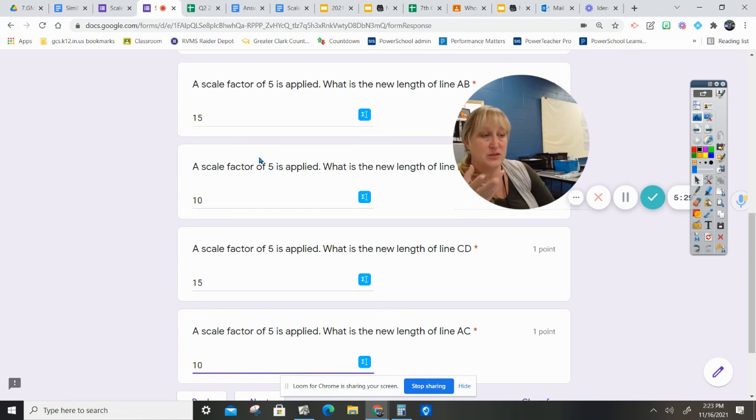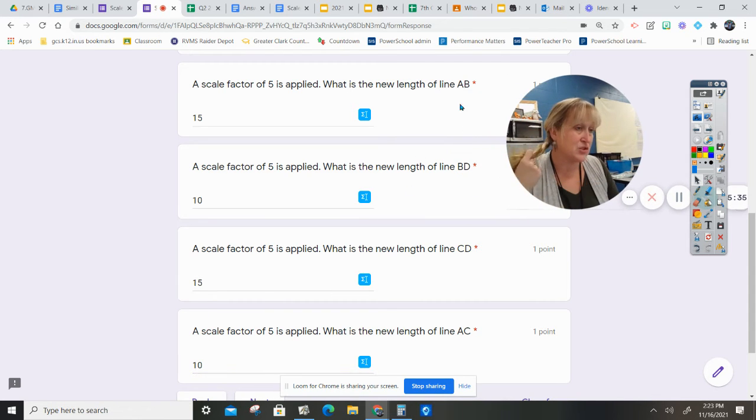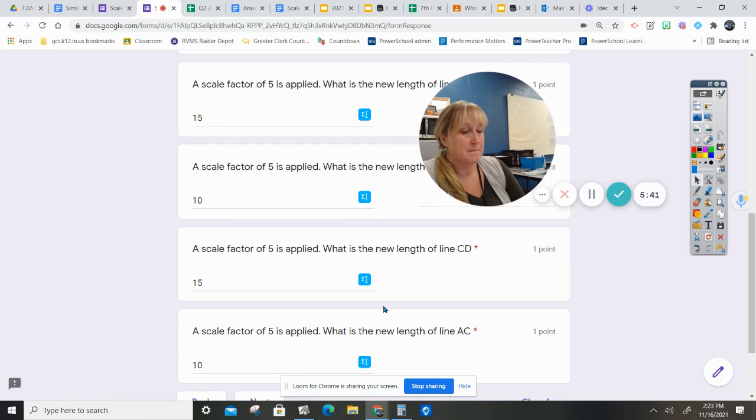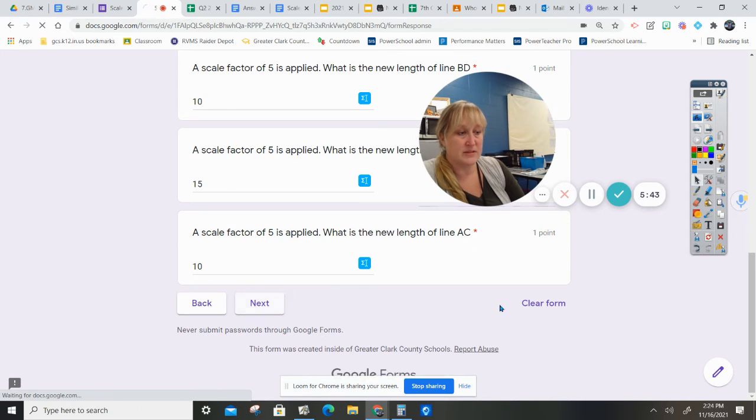Making sure I hit pause. You guys want to make sure that you have them in the correct order, or they won't be correct. But what you need to pay attention to on the test is which line. Which line is it asking for? Hit next.